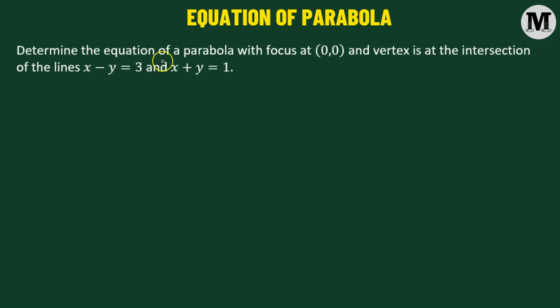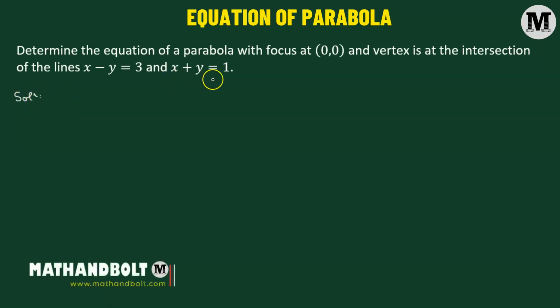In this problem, we need to determine the equation of a parabola with focus at the origin, and the vertex is at the intersection of the lines x minus y equals 3 and x plus y equals 1. Let us begin. First, we'll try to understand the problem graphically.